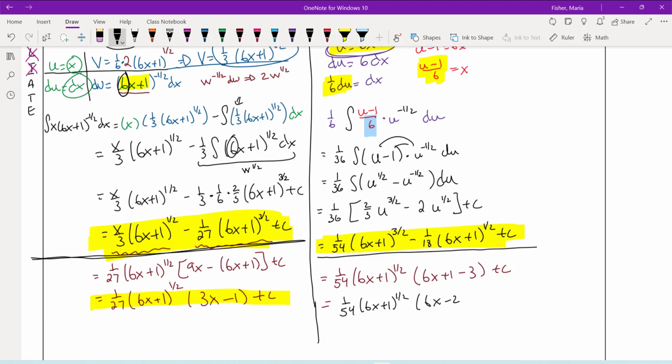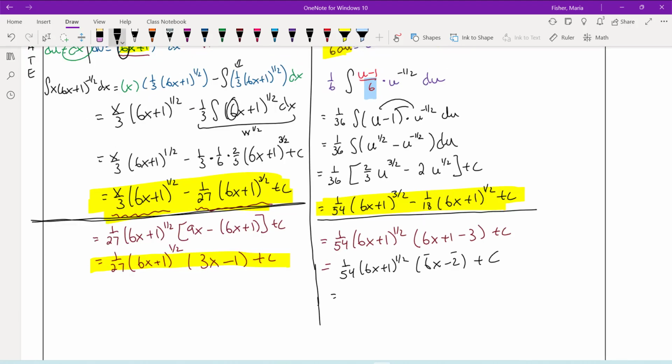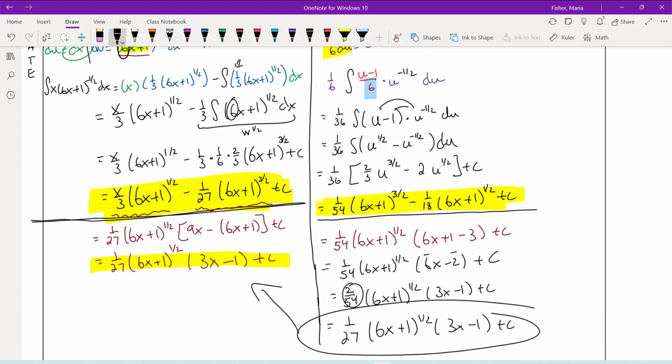Well, I can factor out a 2 from these two, and that is 2 over 54 times 6x plus 1 to the 1/2, and then that's 3x minus 1. Well, 2 over 54 reduces to 1 over 27, so in the end we end up with 1 over 27 times 6x plus 1 to the 1/2 times 3x minus 1 plus c, and this guy is the exact same thing we got when we used integration by parts.